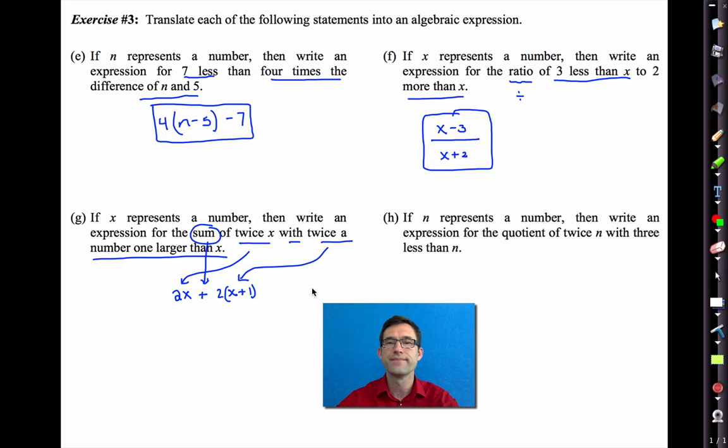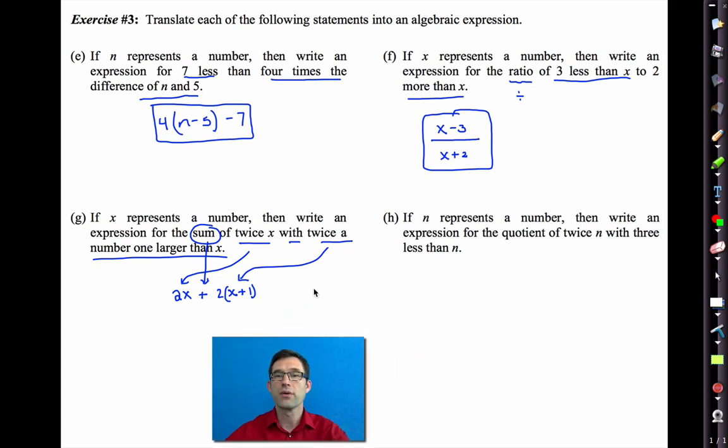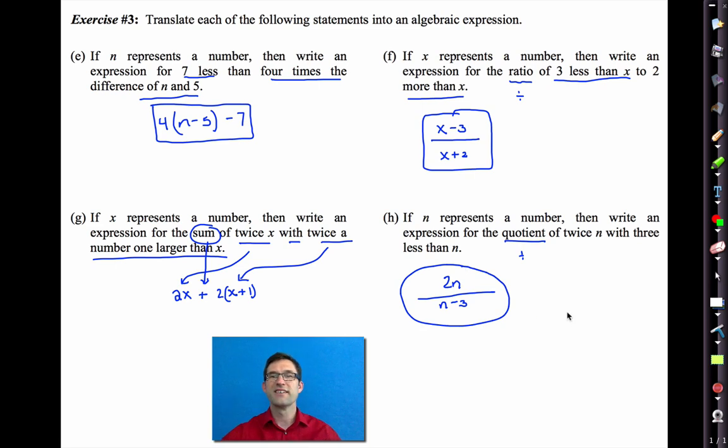Let's take a look at letter H. If n represents a number, then write an expression for the quotient, again, division, of twice n with 3 less than n. That's not so bad. Here's twice n with 3 less than n. All right. Wow, some of these are quite complicated, like letter E and letter G. F and H, not so bad. But E and G, especially E, look at that.